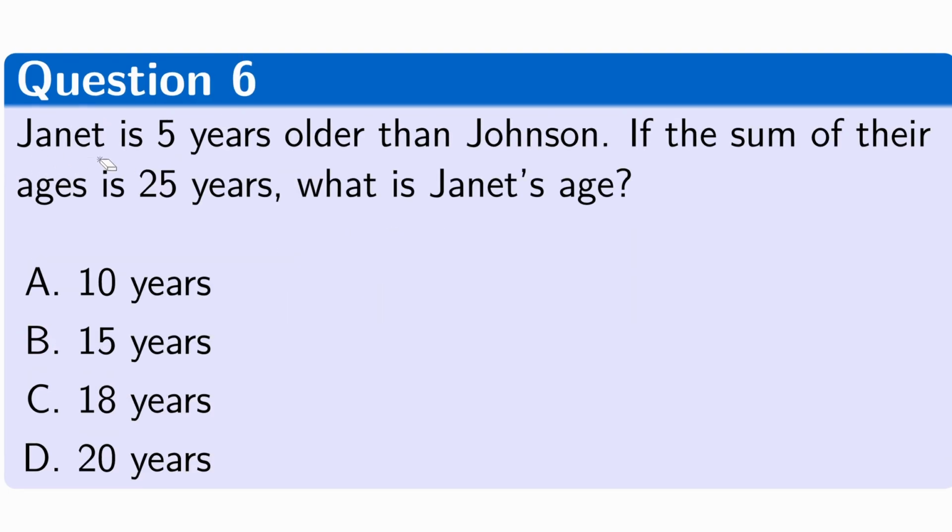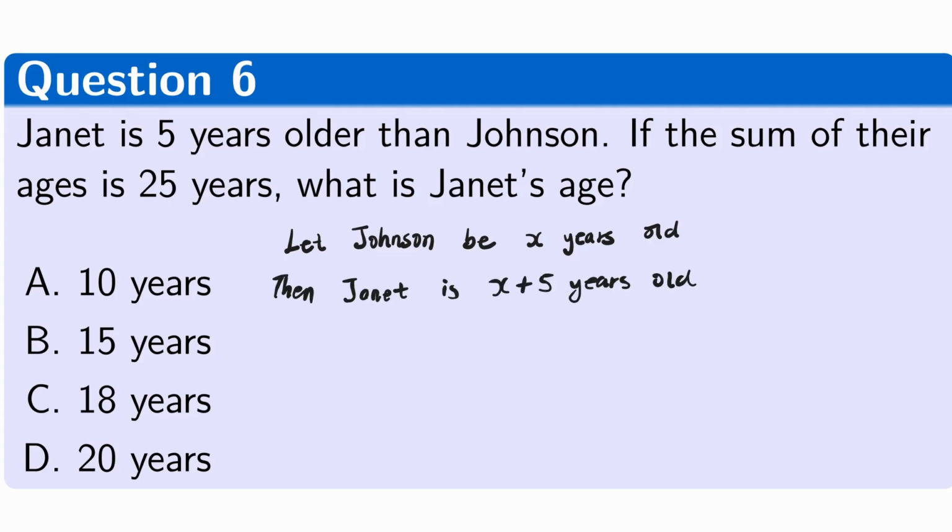Question 6. Janet is 5 years older than Johnson. If the sum of their ages is 25, what is Janet's age? Solution. Let Johnson be x years old. Now, since Janet is 5 years older than Johnson, then if Johnson is x years old, then Janet is going to be x plus 5 years old, right?